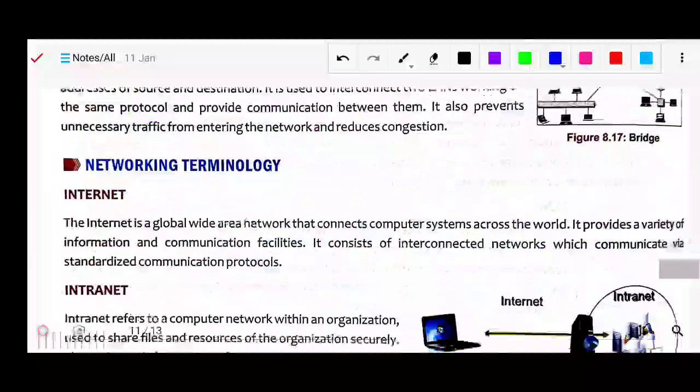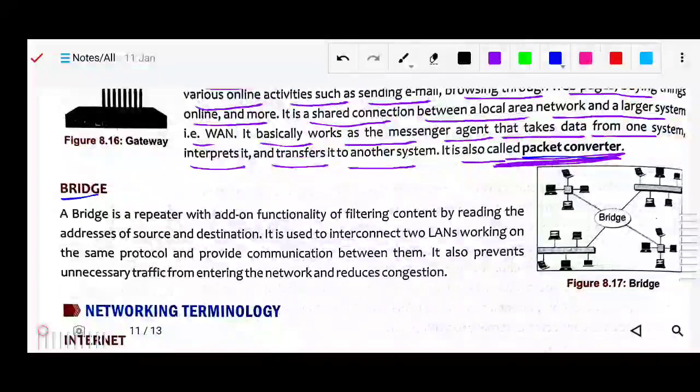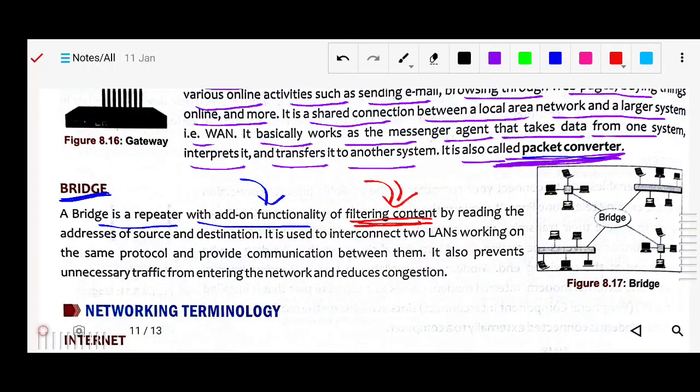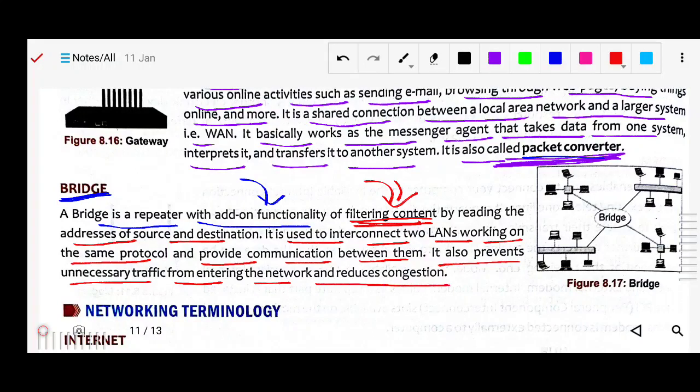Now the last part of this is your bridge. A bridge is just giving the connection like a bridge. A bridge is a repeater which adds functionality. It behaves like a repeater, but there are some additional features. Which additional feature? Filtering the content. Filtering means whatever noise, distortion or errors are there can be filtered by reading the address of source and destination. It is used to interconnect two LANs working on the same protocol and provide communication between them. It also prevents unnecessary traffic entering networks and reduces congestion.